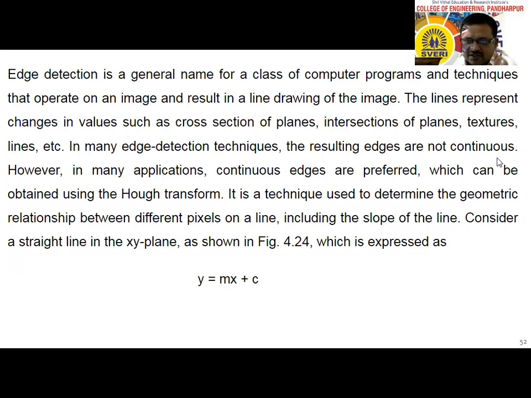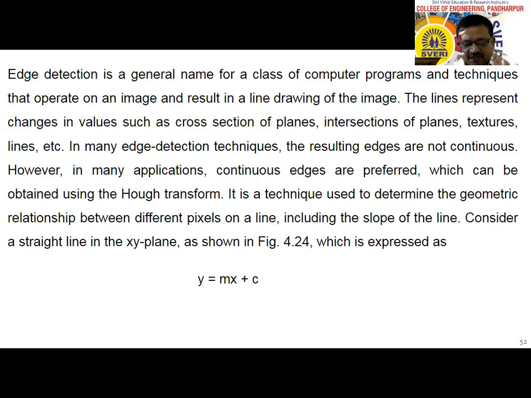Edge detection is a general name for a class of computer programs and techniques that operate on an image and result in a line drawing of the image. Whatever I told you is nothing but line drawing. The lines represent changes in values such as cross-sections of planes, intersections of planes, textures, lines, etc. In many edge detection techniques, the resulting edges are not continuous.